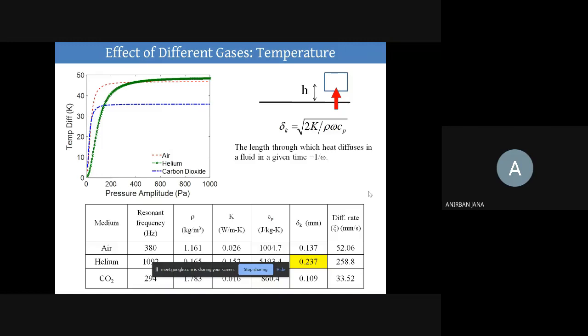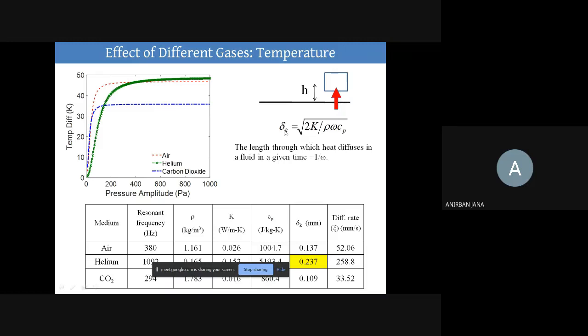So the next part is the effect of different gases on temperature. Now, this is a very unique problem of thermoacoustic devices. The thing is, this stack is not going to stay here indefinitely to allow the heat to pass from the stack material to the gas, because you have a wave, and this parcel gets shifted from this end to this end, and the cycle continues. So the faster it can take up heat from the stack, the better effect you can produce.